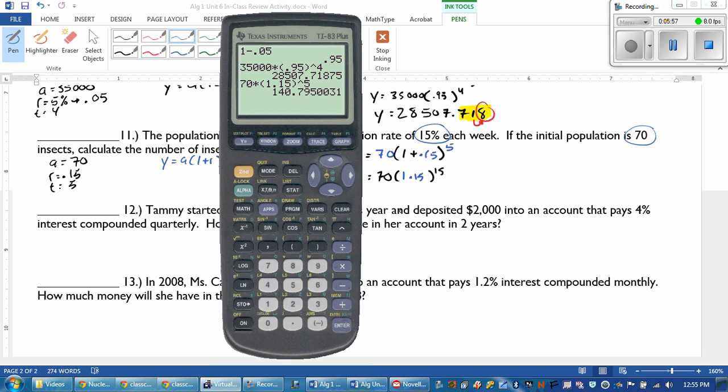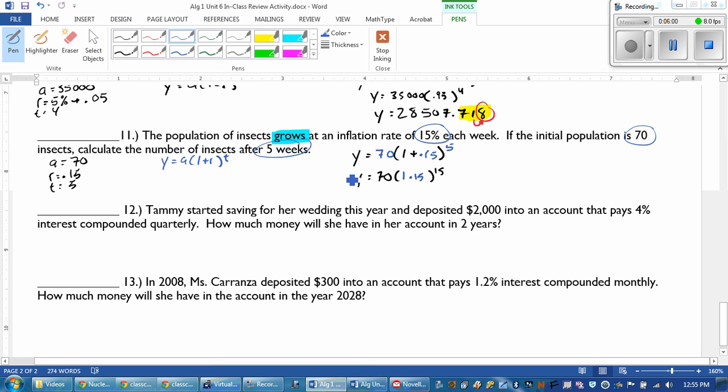Yeah, 140.7, right? So y equals 140.7. Now, the only issue is, can you have 0.7 of an insect? No. Even if it's a mutant insect or it's missing an arm or a wing or something, it's still a bug. Okay? So when we round this, we're going to round up. So it's 141 insects.